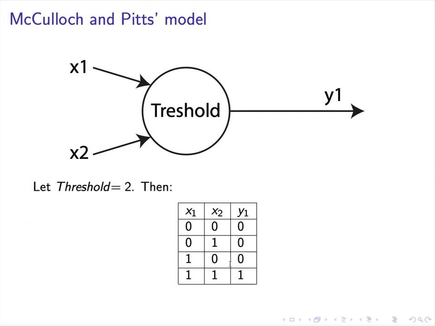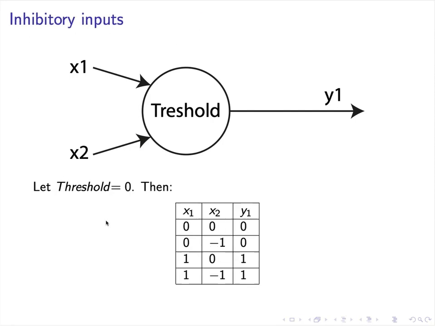Let the threshold be 2. I'm sure you know how to do this. This is what you get if you fix your threshold to 2. Then they started thinking about real neurons. They thought, well, I might even have negative numbers. So let's say that one of these inputs is an inhibitory input. Instead of being added to the other number, it is actually preventing the other input from doing whatever it wants to do. So it's sort of canceling out the result from the other input.